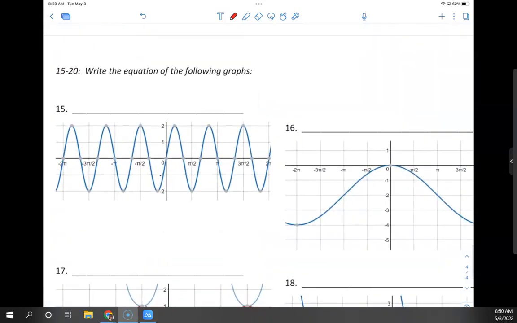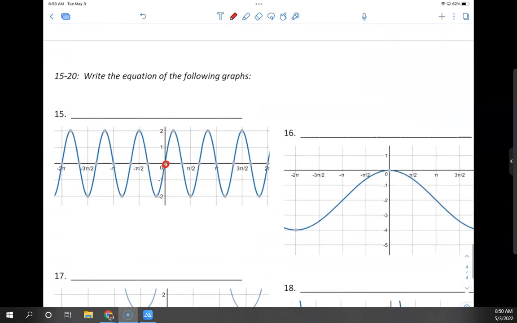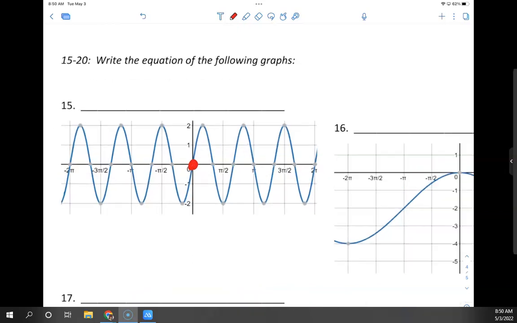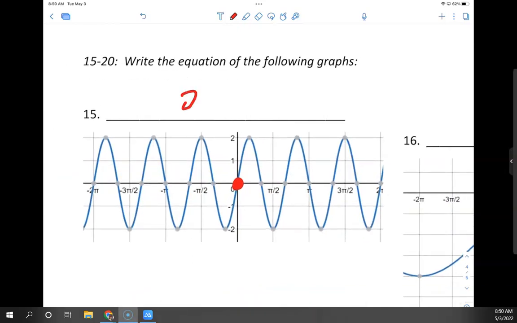One of those two. Yep, it's the first one. How do I know that's sine? Because it starts right in the middle. Okay? All right, cool. So yeah, 2 sine.